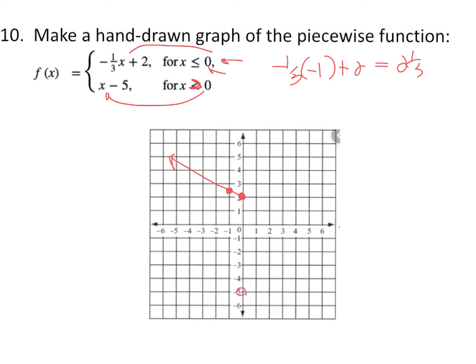And I'm going to go to the right, so I'm going to go over 1. I'm going to plug in 1 because that's next to the right of 0. If I plug in 1, 1 minus 5 is -4, so it's right there. And because it's going to be a line also, I can connect those. And that's what your graph should look like. Again, you need to change that to greater than.